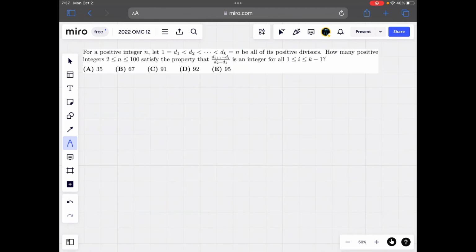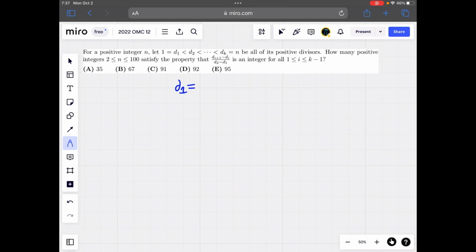For a positive integer n, let d1 equals 1, d2, d3, in ascending order up to dk equals n, be all of its positive divisors. How many positive integers n between 2 and 100 satisfy the property that (d_{i+1} minus d_i) over (d2 minus d1) is an integer for all i between 1 and k minus 1?